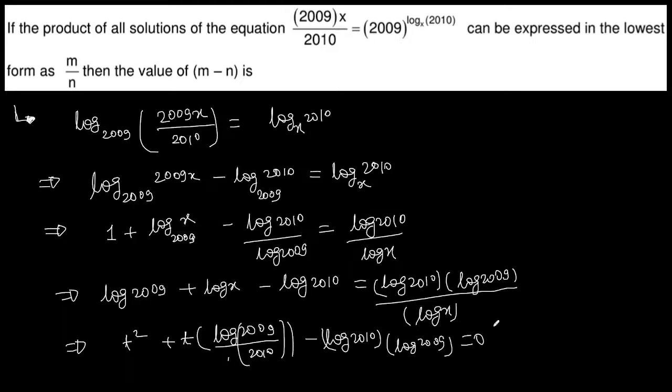If you see, one of the roots is nothing but log 2010 and the other root is minus log 2009. Product of the roots is minus log 2010 log 2009. Sum of the roots is 2010 by 2009 minus of. So this is the sum of the roots and product of the roots. The product of the solutions of the equation.